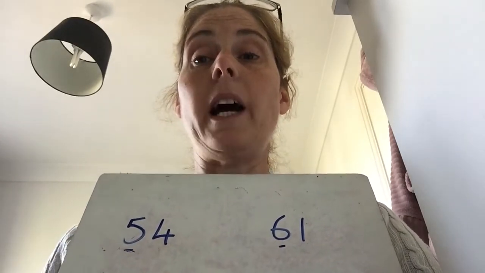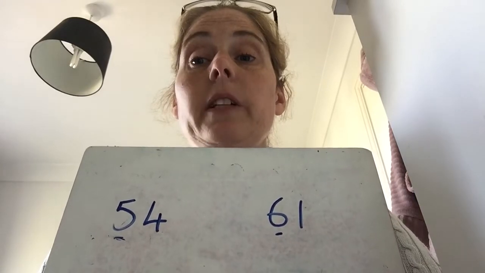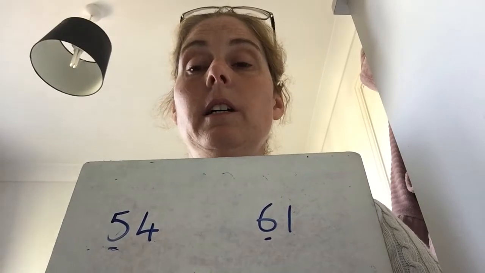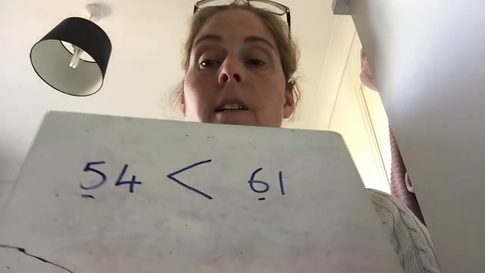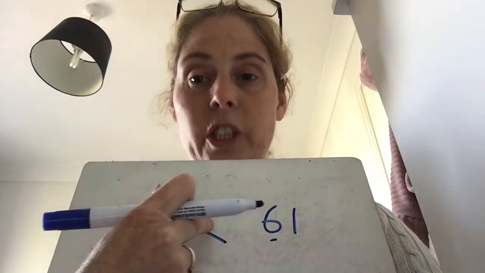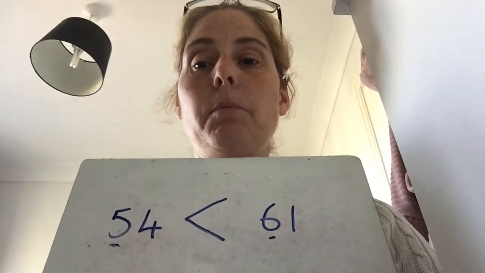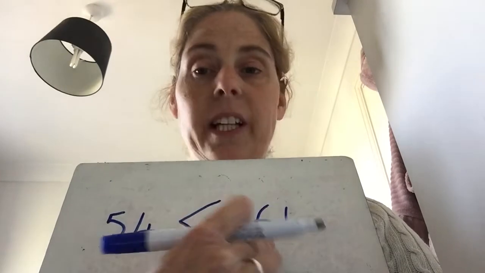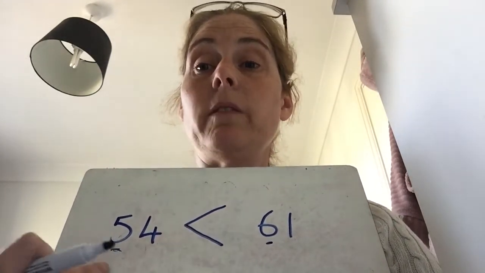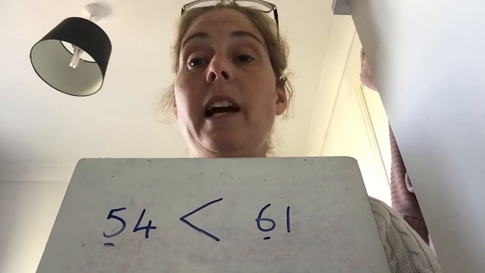So which way is the crocodile mouth going to face? Which number is the bigger number? Okay, let's put it in. See if you got it right. Did you get it right? Of course, the crocodile likes to eat the bigger number. So it's facing the one with 6 tens, 61, because 6 tens is more than 5 tens. Okay, excellent. Let's try one more trickier one.